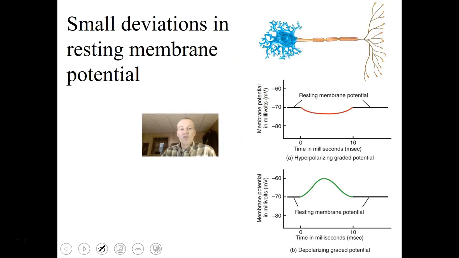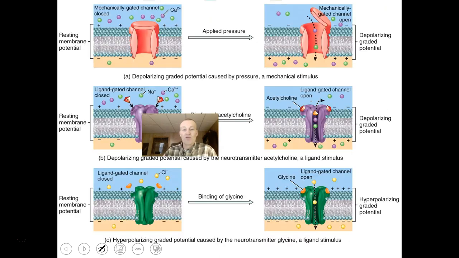So you can have these small deviations in this membrane potential. You can see that if I stimulate it here and allow some of the sodium to flow in, I can change the voltage ever so slightly. If I have more stimulation, I can stimulate it a little bit more. And this is just showing that you could stimulate it to become negative as well. I'll show you how that works later on.